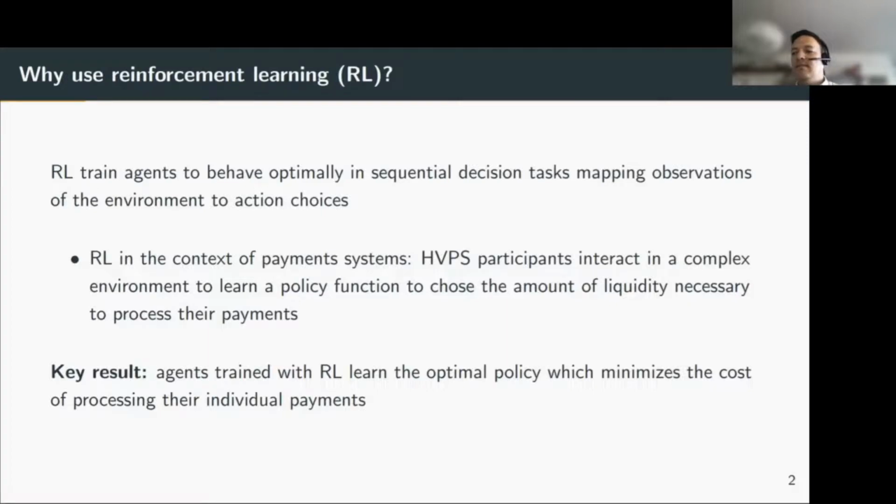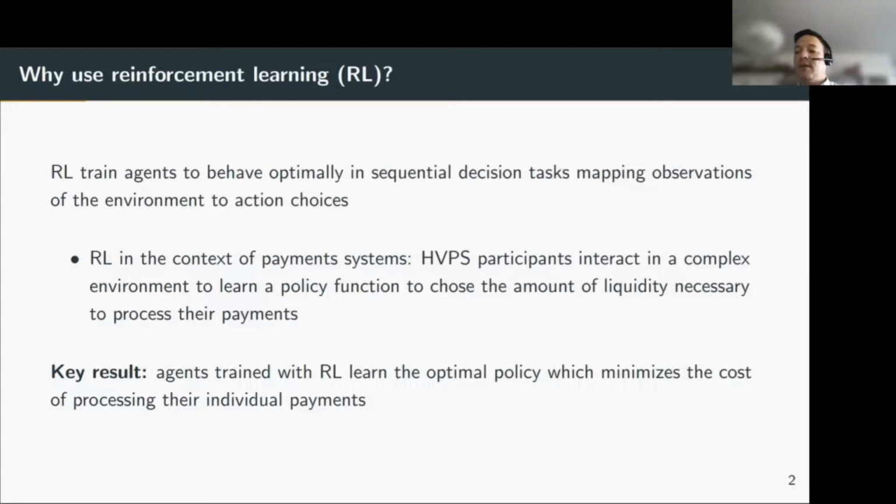You might ask, why use reinforcement learning? What does it bring us? Reinforcement learning is quite suited for this task. Reinforcement learning trains agents to behave optimally in sequential decision tasks, mapping observations, potentially partial, of the environment to complex action choices. One of the key strengths of RL compared to other methods is we can specify a really broad learning environment, can be stochastic, multiple agents.